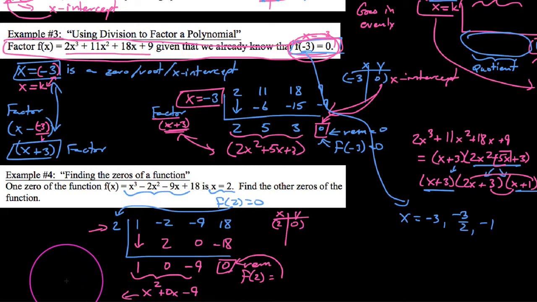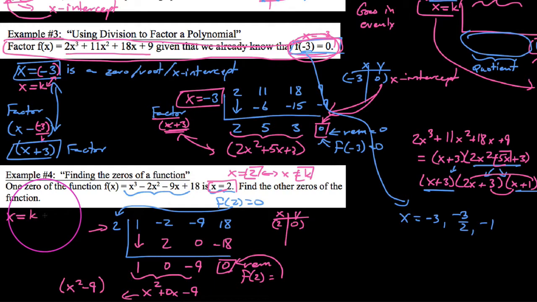I want to point out that this is really x squared minus 9. Furthermore, if x equals 2 is like our x equals k here, then k would have to be equal to 2. We say x equals k is a zero if and only if x minus k is a factor. So the factor we really divided out here is not x plus 2 but x minus 2.